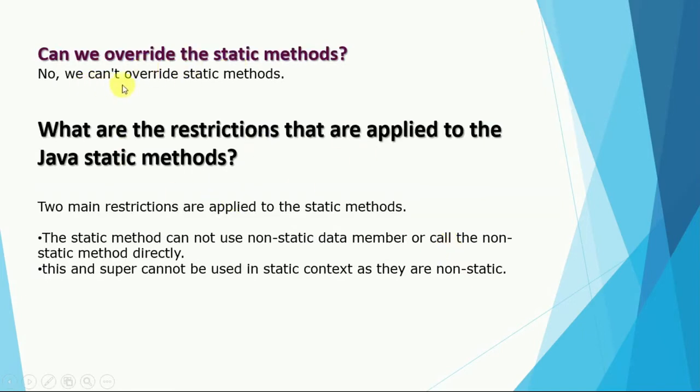No, we can't override a static method. So what are the restrictions that are applied to the Java static method? We have a Java static method, so what are the different restrictions? A Java static method cannot use non-static data members or call a non-static method directly. And this and super cannot be used in a static context as they are non-static.